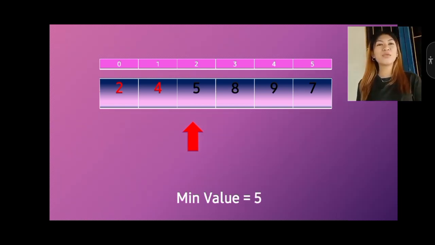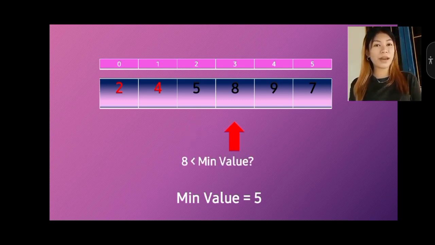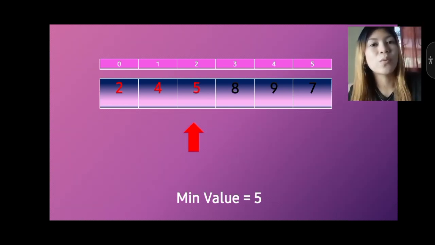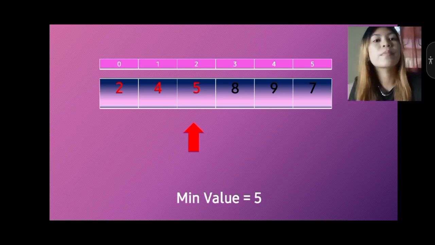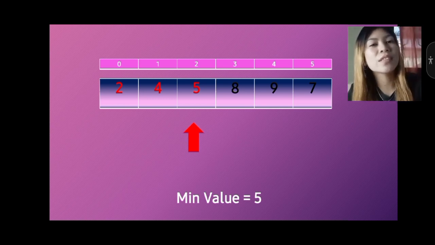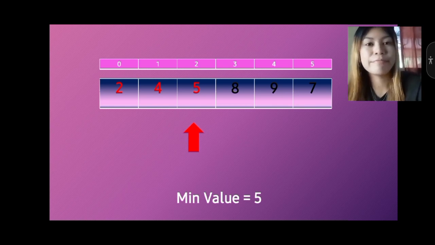So our third iteration will start with 5. We set min value equal to 5. We compare 8 to 5. Is 8 less than 5? No. Is 9 less than 5? No. Is 7 less than 5? No. So 5 is already in the correct position. We didn't know that until we iterated through the list and compared to each item. Now we know that the 5 is in the correct position. We don't have to do any swapping. So we mark 5 as sorted, and we move on to the 8.